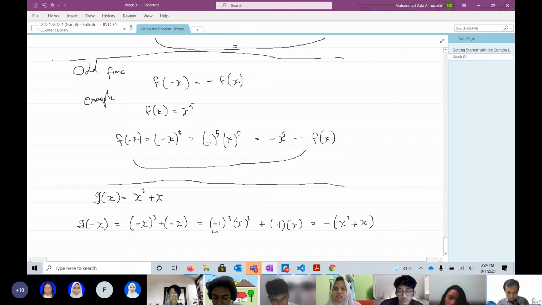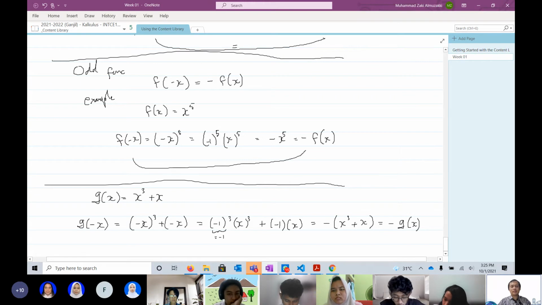Why? Because this guy is equal to minus 1. So we have minus 1 here and minus 1 here. We can factorize it. We can take out the minus 1. So we have now minus of x cubed plus x. Then this is equal to minus g of x. So in this case, g of x equals x cubed plus x is even or odd or neither? What is the answer? Odd. Odd function. Correct. So this is an odd function.